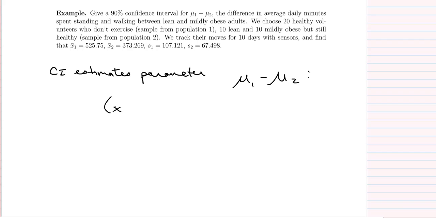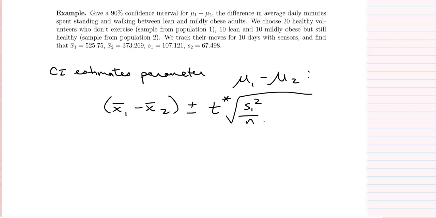And remember that the formula is x bar 1 minus x bar 2, because this is our statistic. We're centering at this x bar 1 minus x bar 2, plus or minus t star, and then we have this nasty looking formula for our standard deviation. We have a lot of this information already, but let's read this question because it's important to read directions.